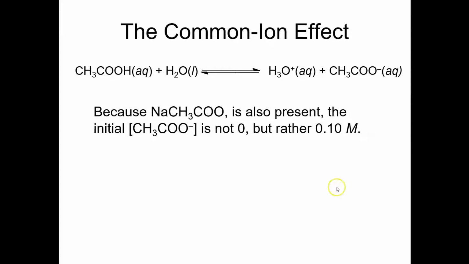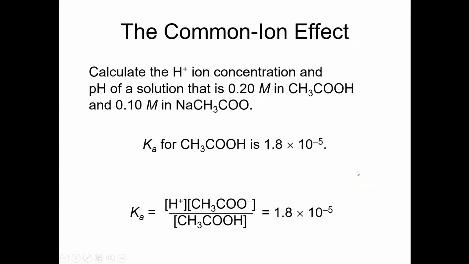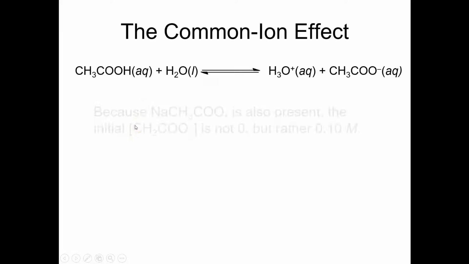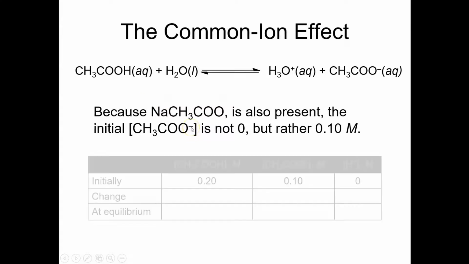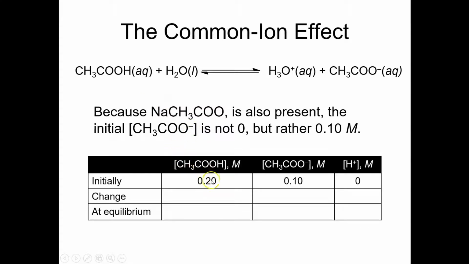Now, the key thing to notice here is it's 0.2 molar in acetic acid, but it's also 0.1 molar in acetate. So because there is sodium acetate present, the initial concentration of acetate is not going to be 0, but it's going to be 0.1, because we've got a 0.1 molar solution of acetate. So when we construct our ICE table, the initial concentration of the acid is 0.2, like it said. The initial concentration of H plus is 0, but the initial concentration of the acetate is not 0.